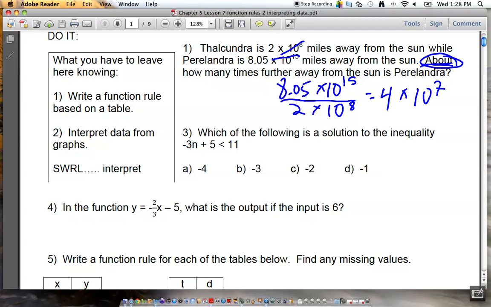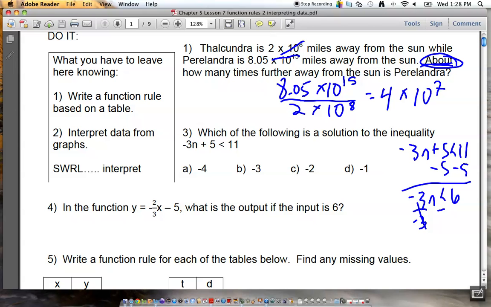Okay. Next, they love questions like this. Which of the following is a solution to the inequality? Now, one way to do this is to plug the values in. The other is to solve the inequality. I'm going to solve the inequality. Minus 5 minus 5. Negative 3n is less than 6.